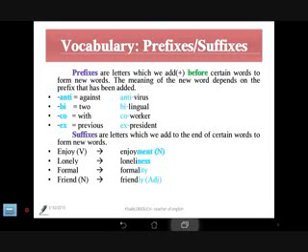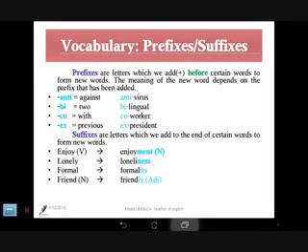Bi means two. A bilingual student is a student who speaks 2 languages. Co means with. My co-worker is somebody that used to work or works with me. Ex-president or ex-wife or ex-boyfriend, ex-girlfriend, it means previous.